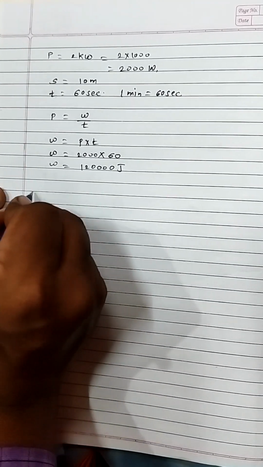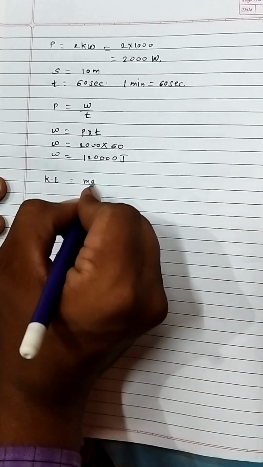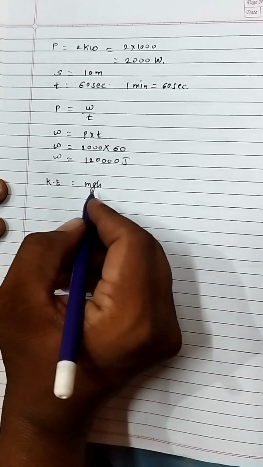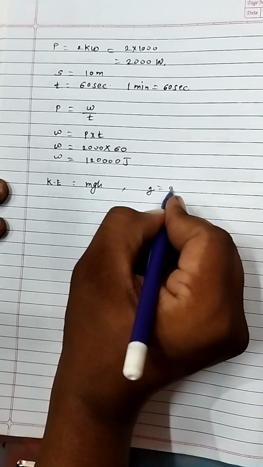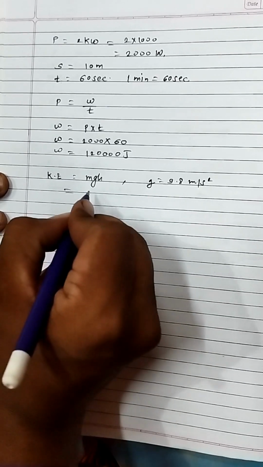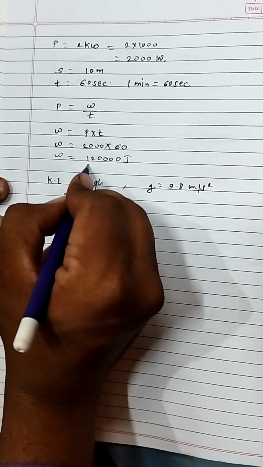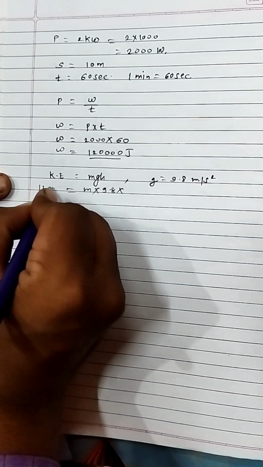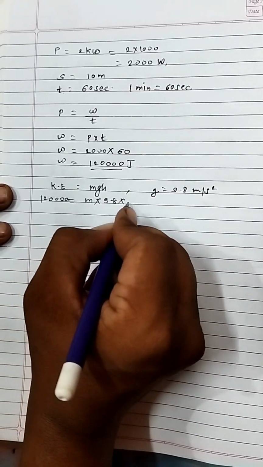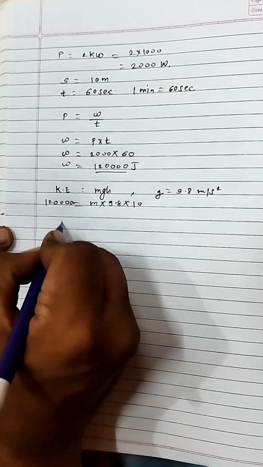Now here we have to find the mass. For mass we have to consider here energy is equal to mgh. Okay, because here g means acceleration due to gravity, and we know g's value is equal to 9.8 meter per second square. So we will put the value of m as it is, g's value 9.8. Energy means we are going to consider this work done. We'll get 1,20,000 joule is equal to m into 9.8, and h means height, which is 10 meter.